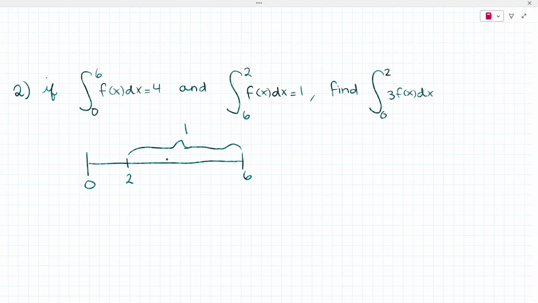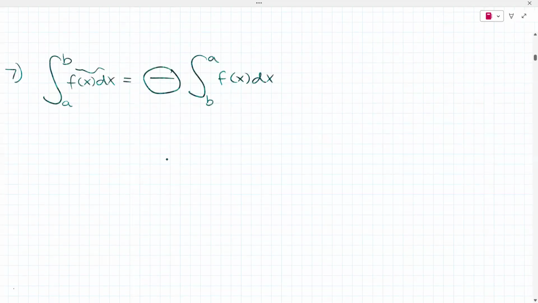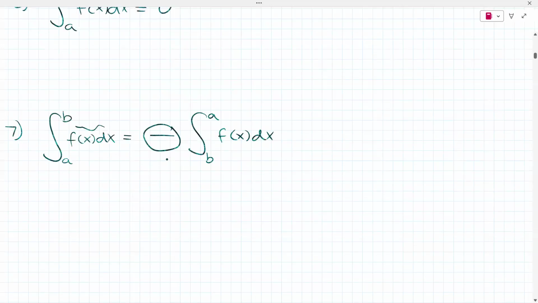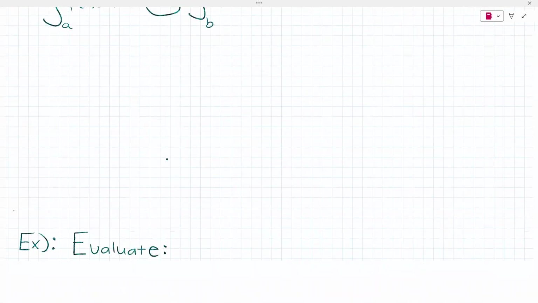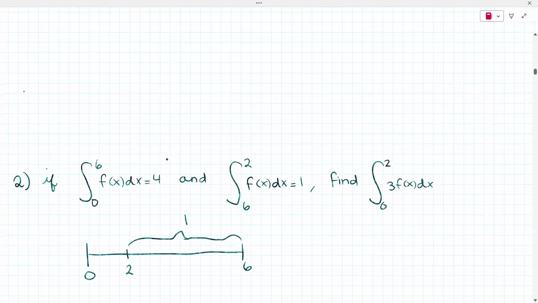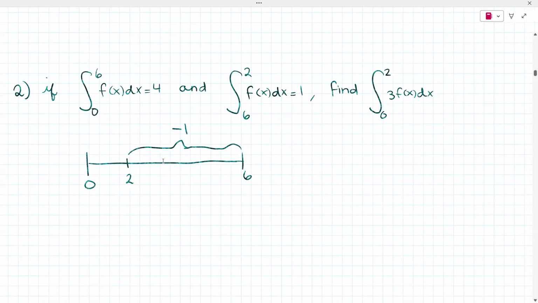What else? We see here we're going from an upper to a lower. So if you go back to your rules, rule 7, if you're switching the order of the bounds from upper to lower, you have to put a minus. That's what we're going to do. So this is now going to be a -1. And I have to find the integration from 0 to 2. I don't know what that is, so I'll just leave it as it is.